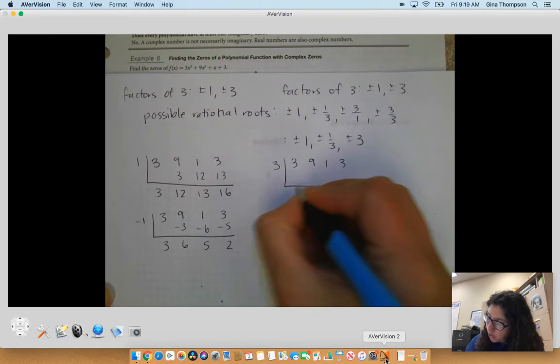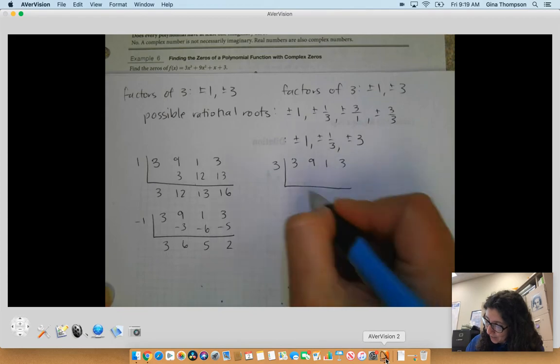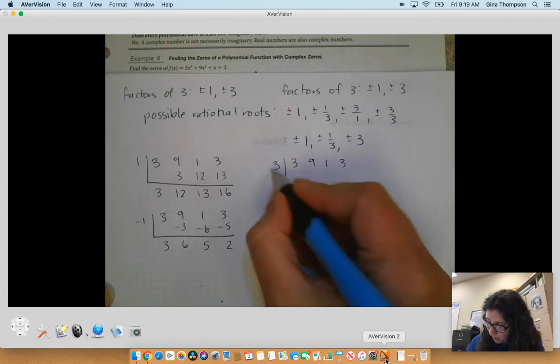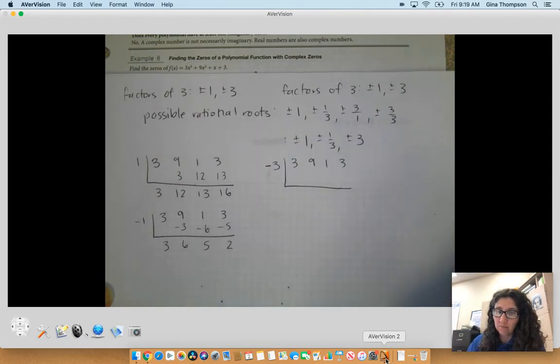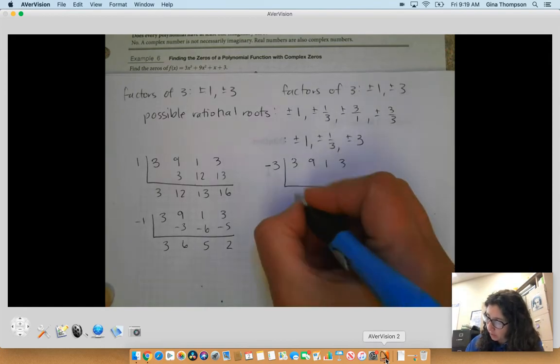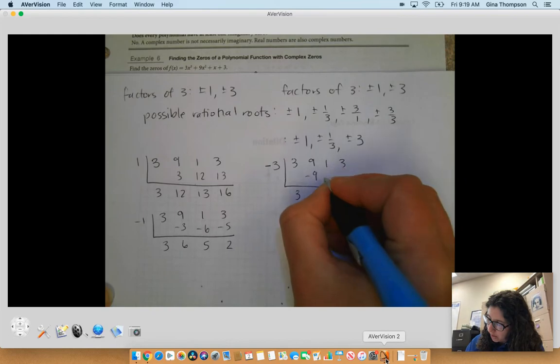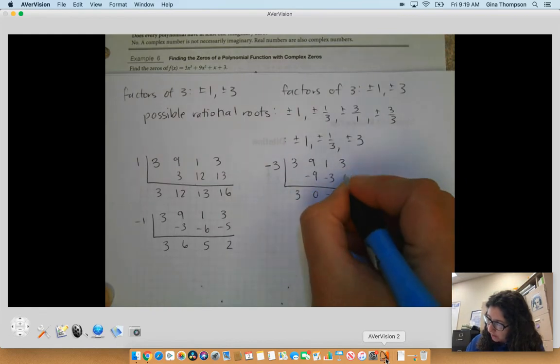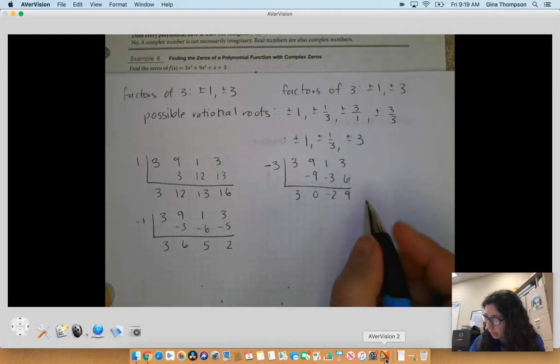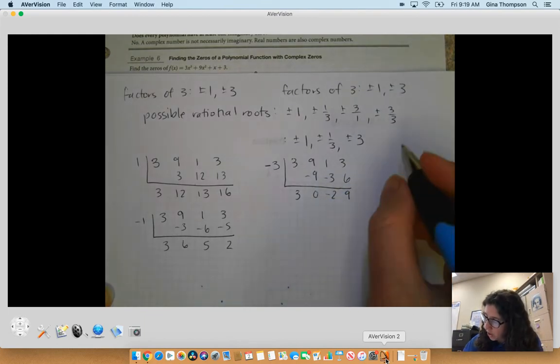You know what? I'm just looking at this. There's not any negative numbers here. So there's no way that 3 is going to work. I'm going to try -3 instead. Right? Let's see if that works. I bring that down. -9, 0, -3, -2, 6, 9. That didn't work. I'm going to try -1/3.